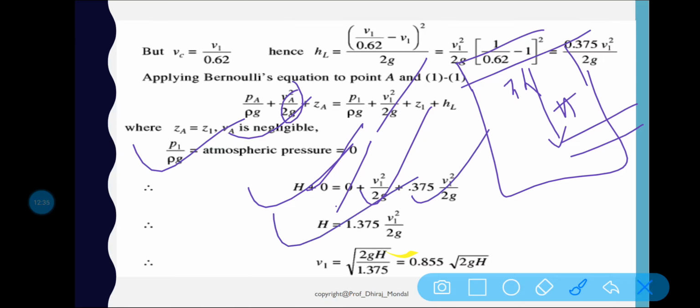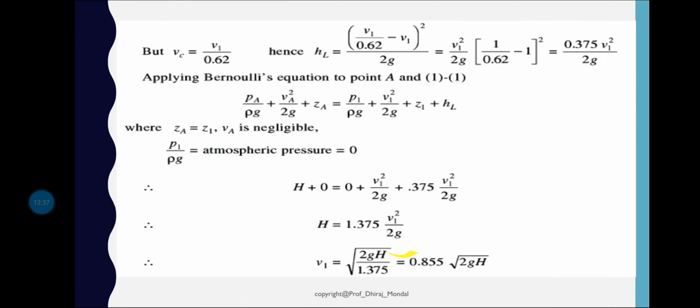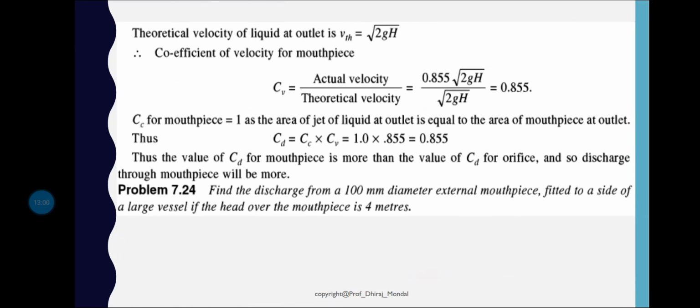From this equation you can easily get H is equal to 1.375 V1 square by 2g, and V1 is equal to root over 2gH by 1.375, or you can write 0.855 root over 2gH. So this is all about the velocity V1 at section 1, that means at the outlet of the mouthpiece.